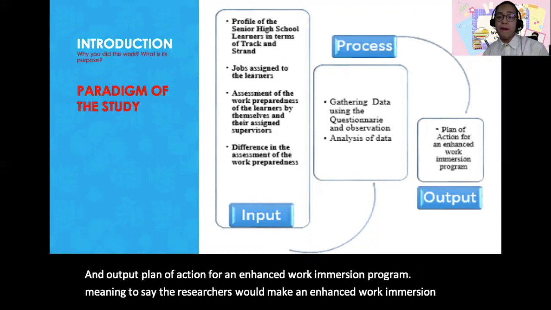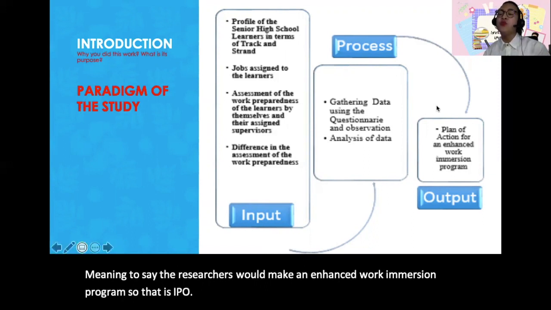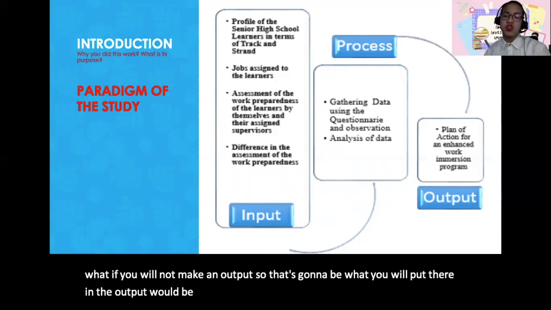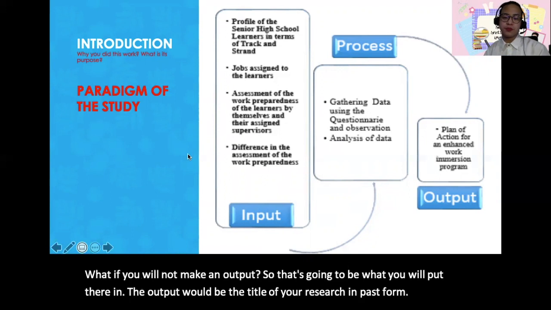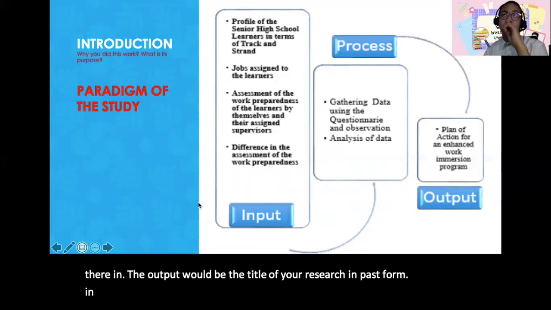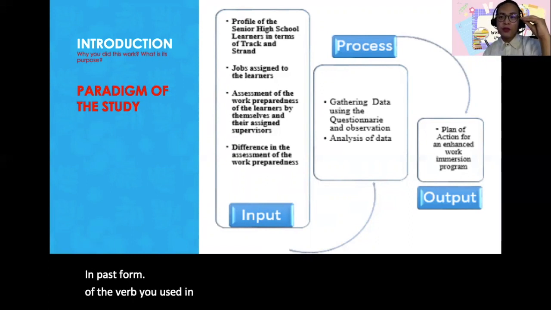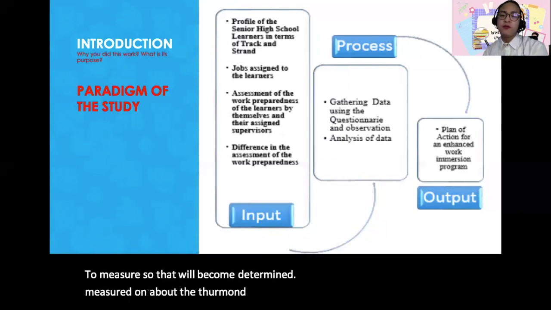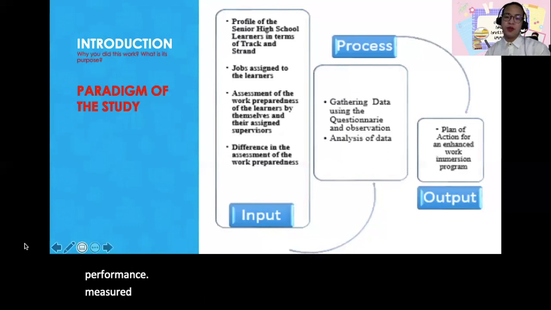So that is IPO. What if you will not make an output? What you will put in the output would be the title of your research in past form, in past form of the verb you used in your overall objective, like to determine, to measure, so that will become determined, measured. For example, determined effect of gaming addiction on the academic performance. Measured relationship. Okay?